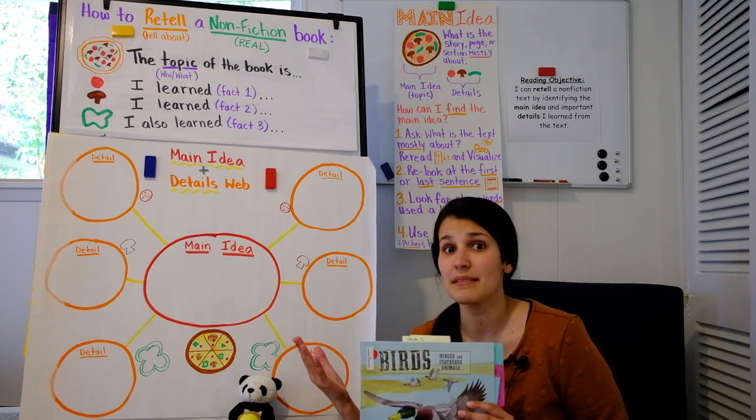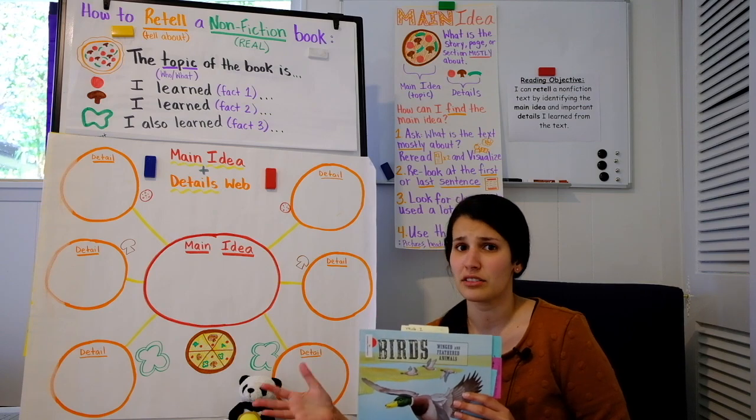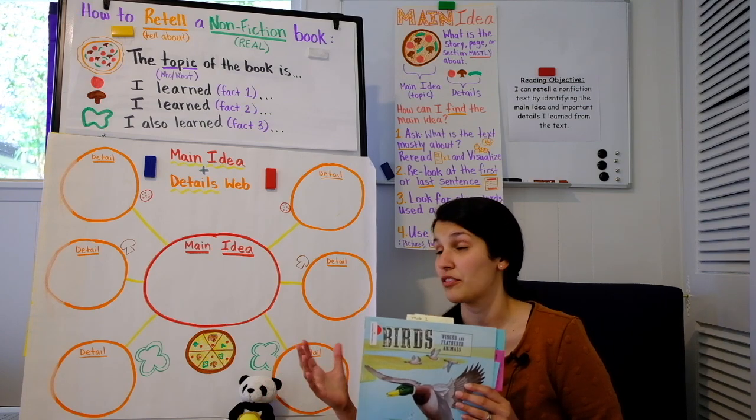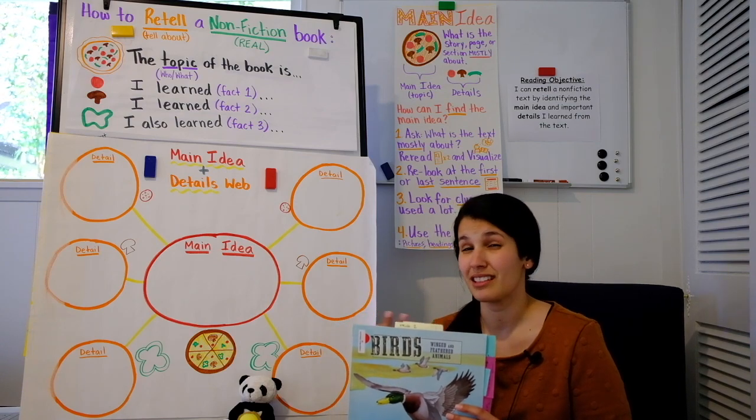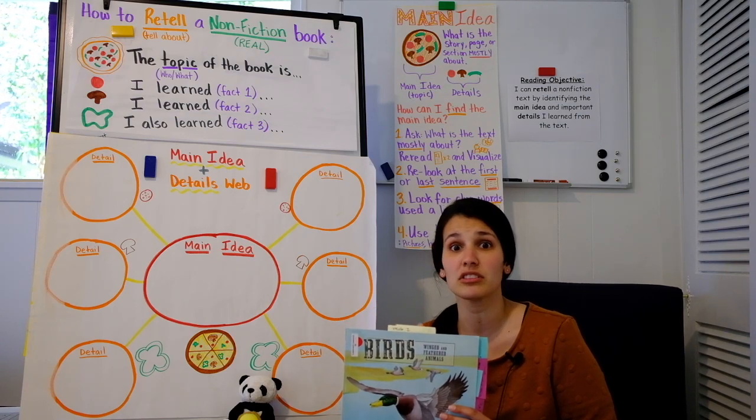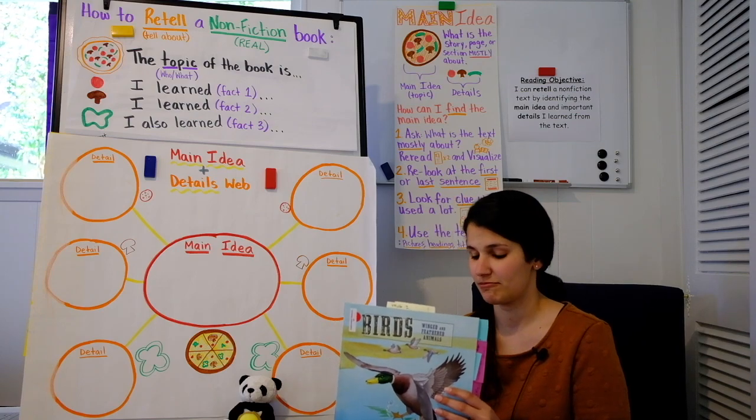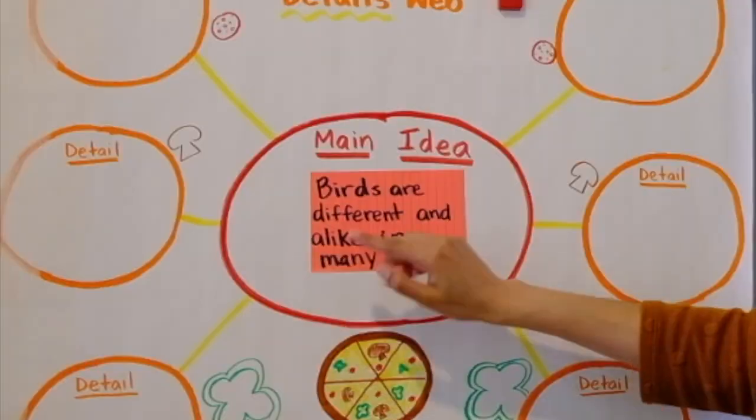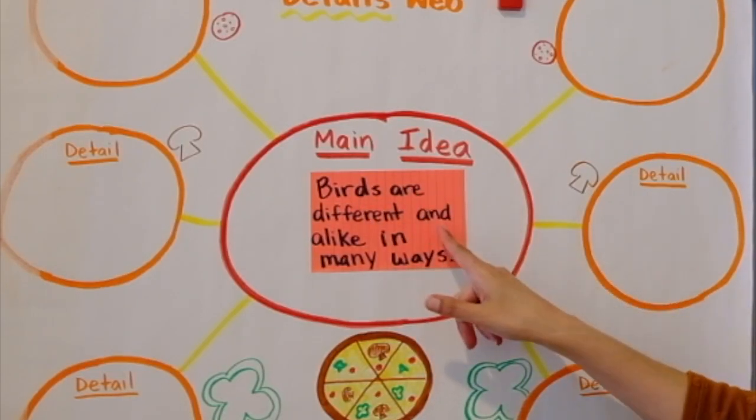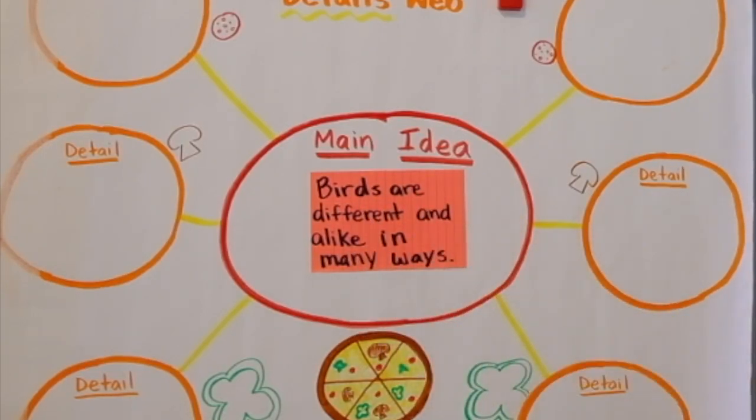Your main idea might be a little bit different. If you like yours better, you think it's better for what the book was about, go ahead with that. If you like ours better, you think that makes more sense, then you can, of course, go ahead and use what we wrote. This is what we wrote down. We said that the main idea is that birds are different and alike in many ways.